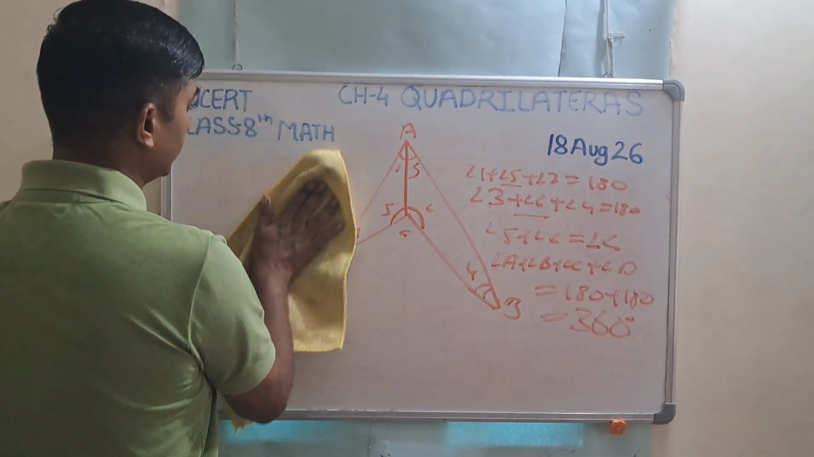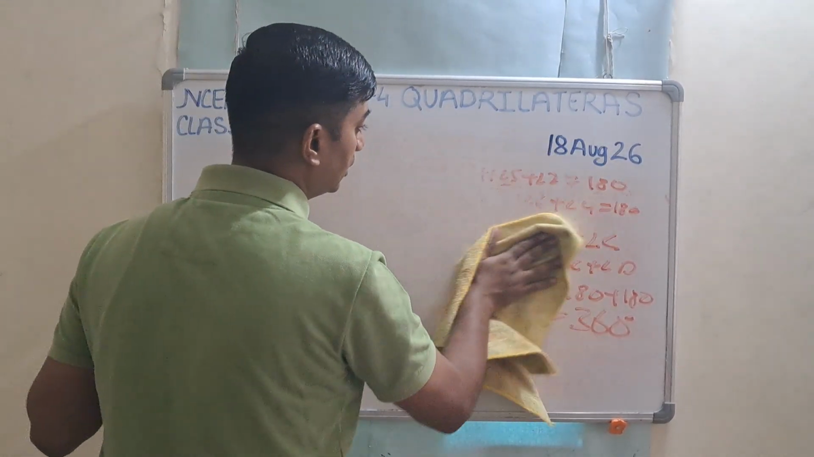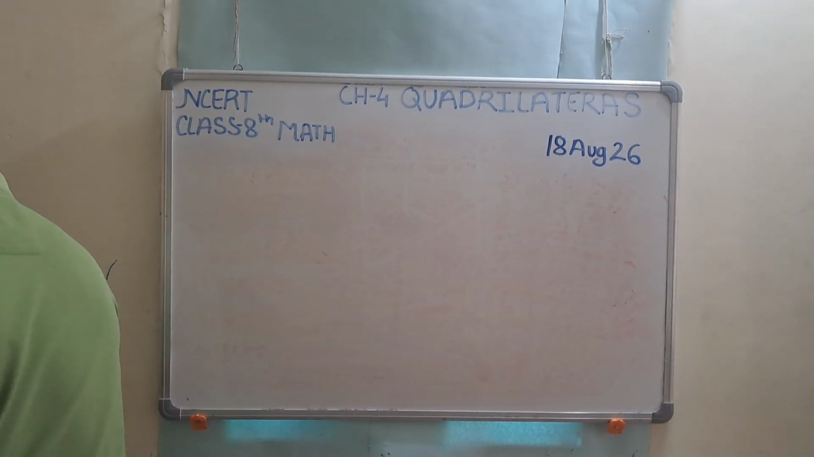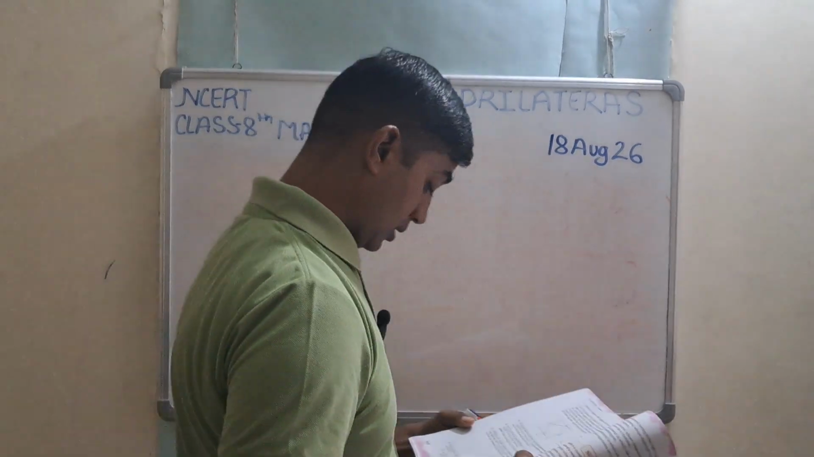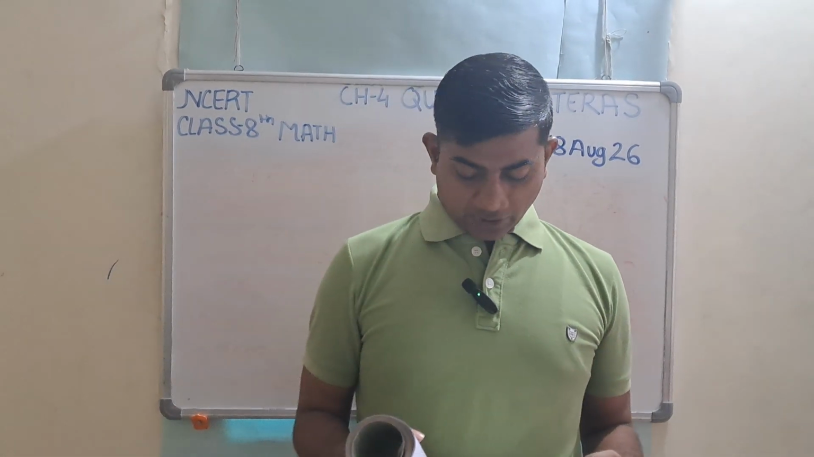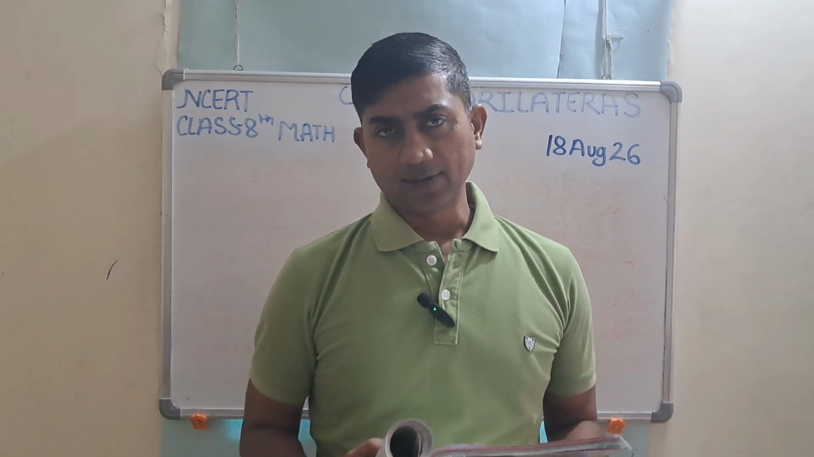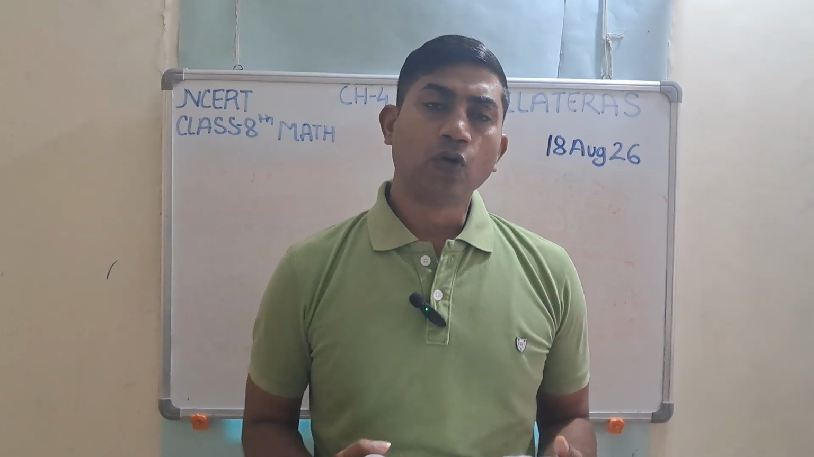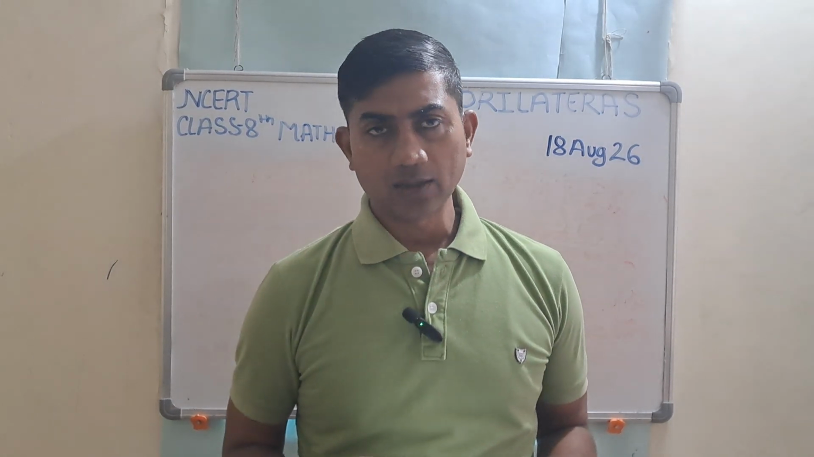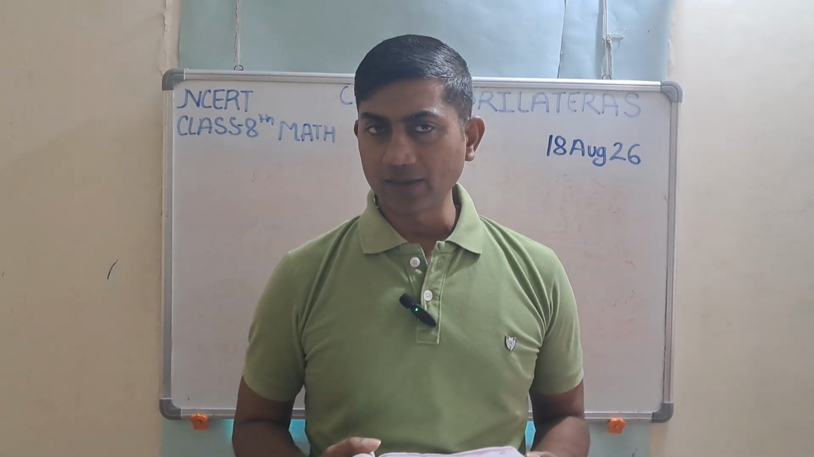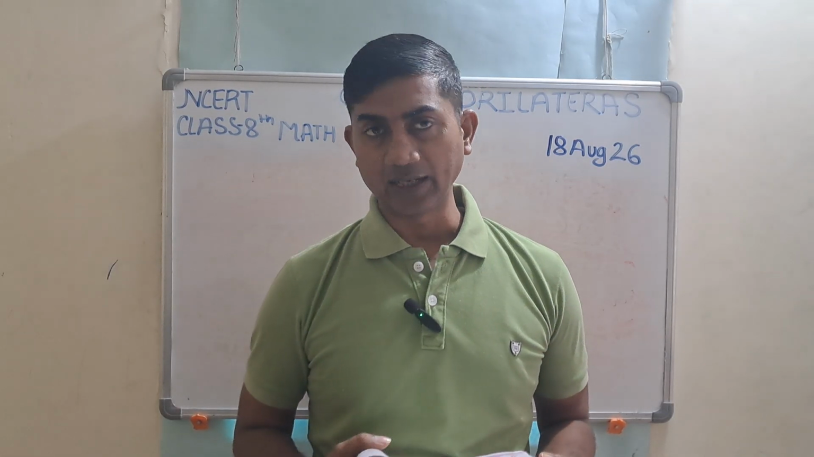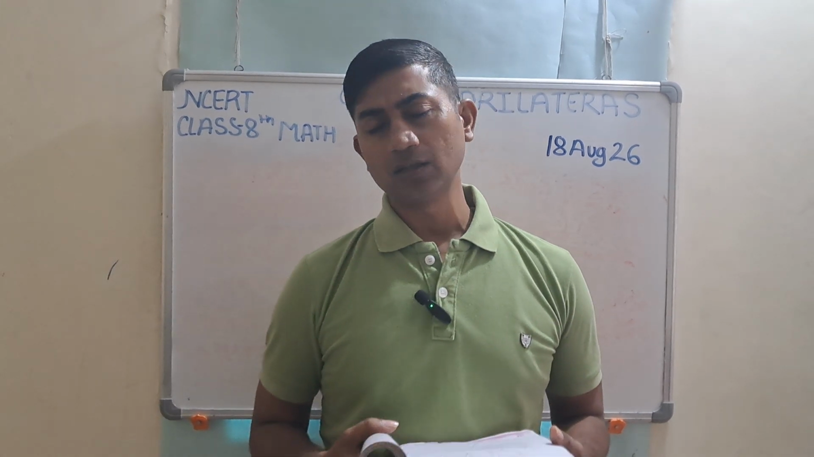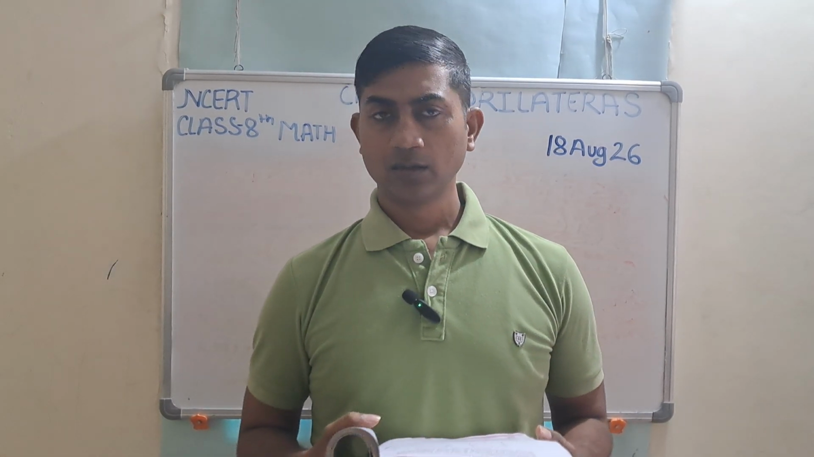Now we will move to the next question. Next question is true or false. We'll see one by one. A quadrilateral whose diagonals are equal and bisect each other must be a square. If you know the properties of rhombus, rectangle, square, parallelogram, you can very easily answer that this is false, because in case of rectangle, the diagonals are equal and bisect each other, but that is not a square.